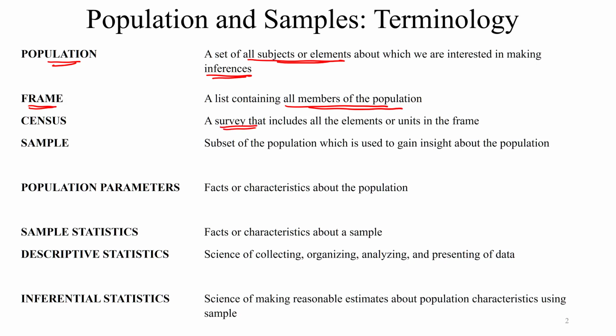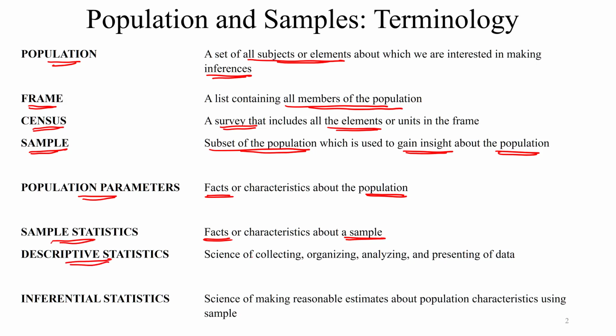If we survey all the elements of a population, it is called census. If we take a subset of a population and try to gain insights about the population, it is called sample. Facts about a population are called population parameters. Facts about a sample are called sample statistics.